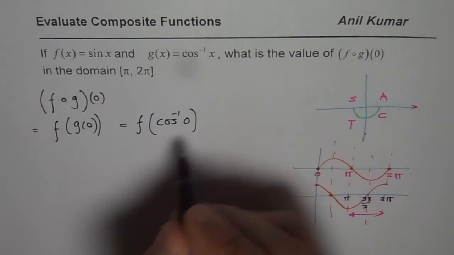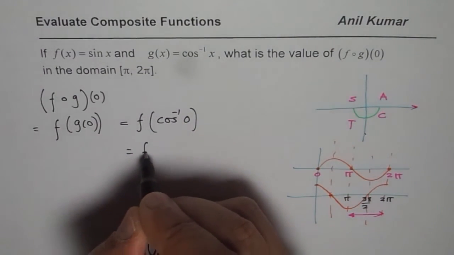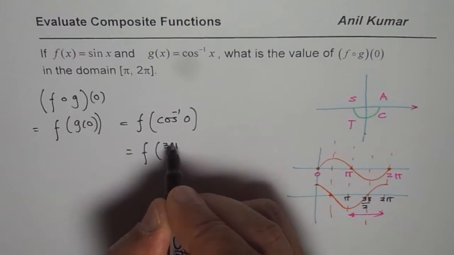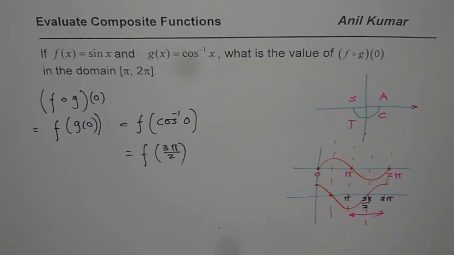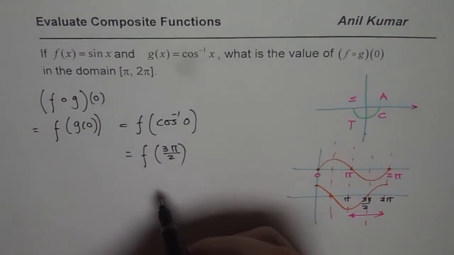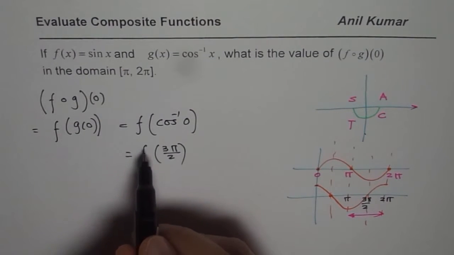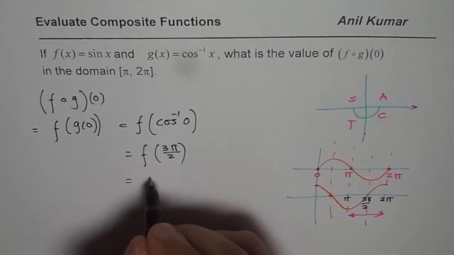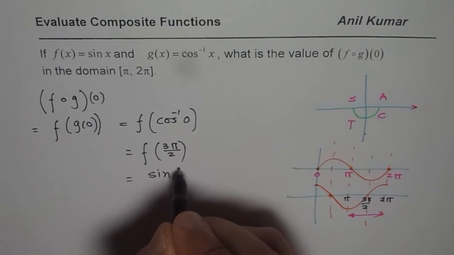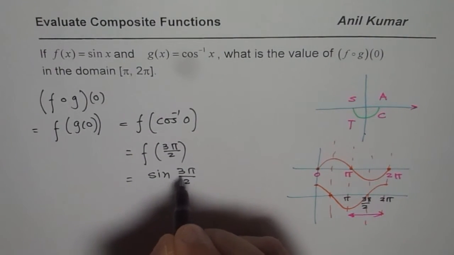So what you get here is f of 3 pi by 2. You get the idea? At 3 pi by 2 you get 0, so cos of 3 pi by 2 is 0. That is what it means. Now you need to find f of 3 pi by 2. So f is sine x, and we'll write this as sine of 3 pi by 2.